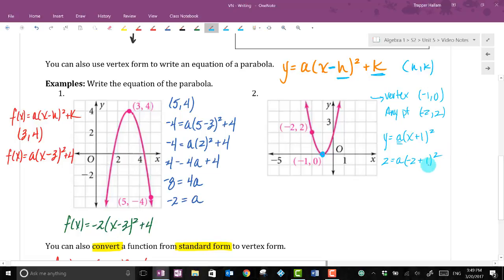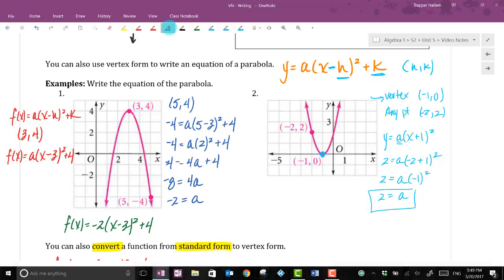Now you'll notice I can solve this pretty easy. Let's clean up the insides here. So 2 equals a, -2 plus 1 is -1. Now we're going to square that. So 2 equals a, and 1 squared is 1, or just a. Hey, look how nice that worked out. It wasn't a difficult task at all.